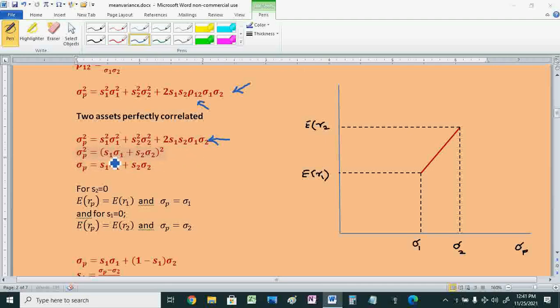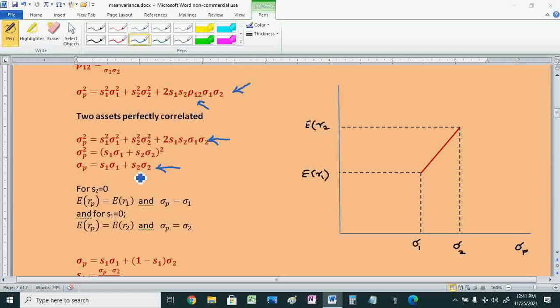write it now as (S1 sigma 1 plus S2 sigma 2) whole square, and then taking the square root of it, I get the standard deviation of this portfolio equal to S1 sigma 1 plus S2 sigma 2, where S1 and S2, as mentioned, are the proportion of your savings going to asset 1 and asset 2 respectively.